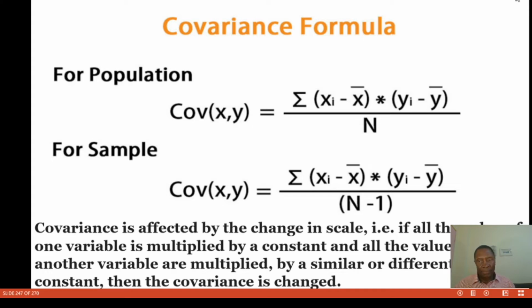Generally speaking, covariance is affected by the change in scale. In other words, if all the values of one variable are multiplied by a constant, and all the values of another variable are equally multiplied by a similar or different constant, then the covariance is changed.